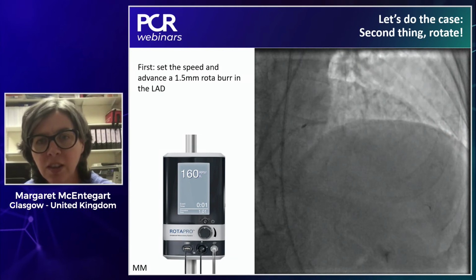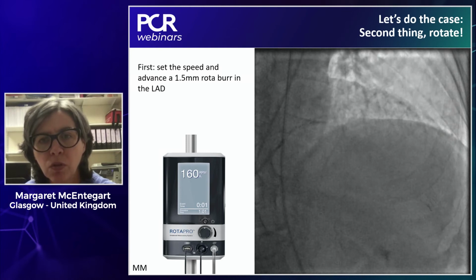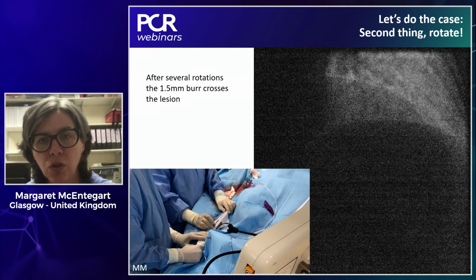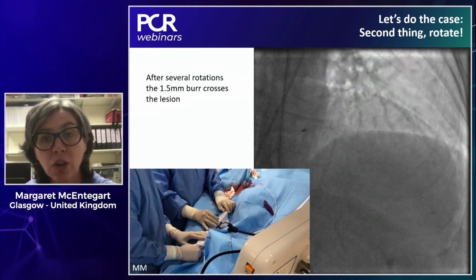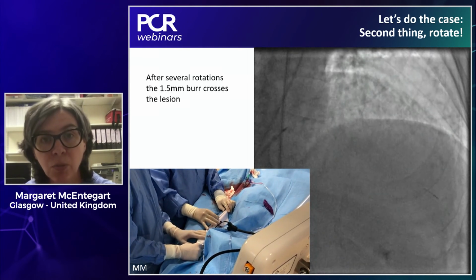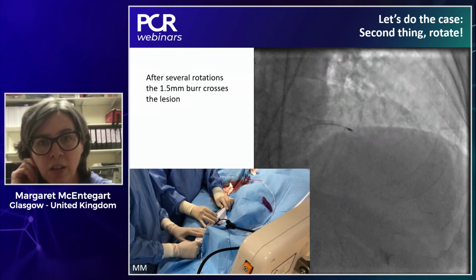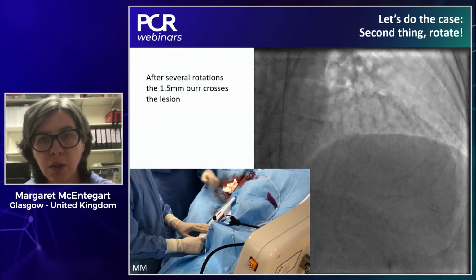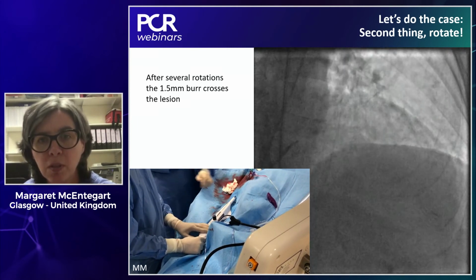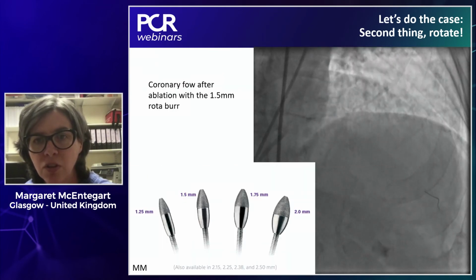And he's using this very classical pecking motion. This is important because what you want to do is you want to make sure that as you cross the disease, you're adequately debulking it so that you're not going to get the burr stuck on the other side of the lesion without having modified it enough with your first cross. So it does several crosses with that, and then a few polishing runs just to make sure that you've adequately debulked that segment in the proximal LAD. And you see that here on the angiogram on the right-hand side.